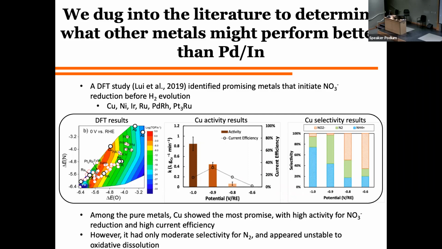Also, if you look at selectivity, it's not as good as we had for the catalytic system. We're still getting some ammonia here, and we're getting intermediate nitrite, which just hasn't reacted yet when we're starting with the nitrate. But we are getting some good N2. So if we can convert the rest of that nitrite to N2, we'd be in really good shape. If not, we'd have some mix, and we still need to work on that. So among those pure metals, the copper showed the most promise and the highest activity for nitrate reduction and a relatively good current efficiency, but had moderate selectivity for N2.